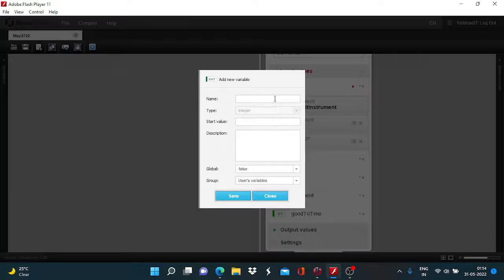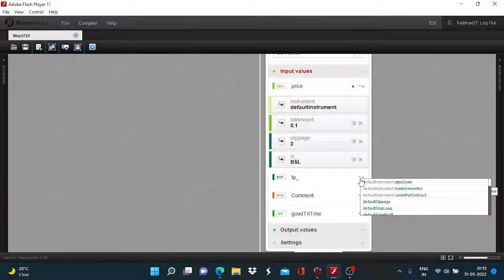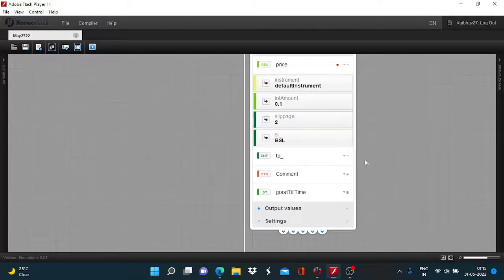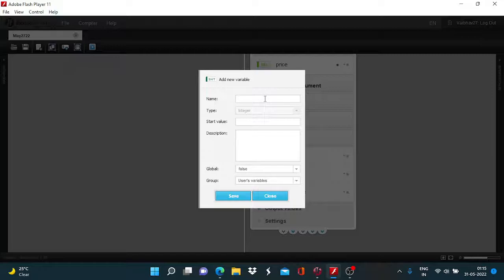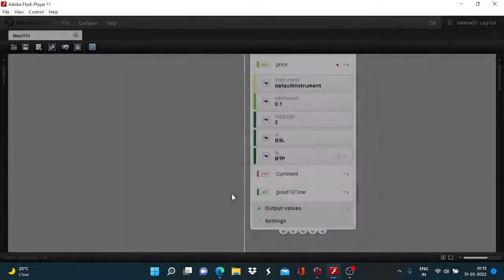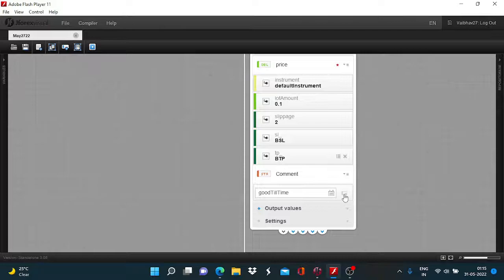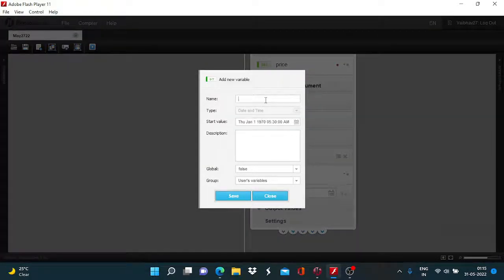So this will be defined as BSL, and another variable is needed here. Okay, so we have these two variables in place which need to be assigned desired values. One more with long data type.